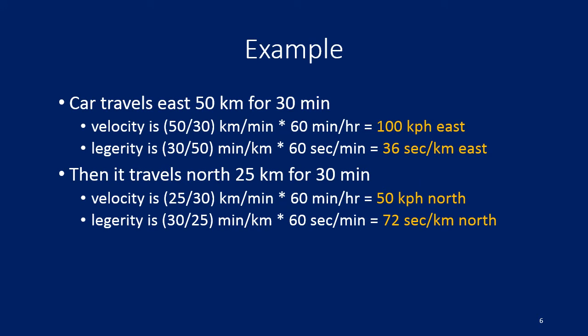We'll say then it travels north for 25 kilometers for 30 minutes. So the velocity in this case is 25 over 30 kilometers per minute times 60, which is 50 kilometers per hour going north. And the legerity is the inverse, 30 over 25 minutes per kilometer, and then times 60, it's 72 seconds per kilometer going north.